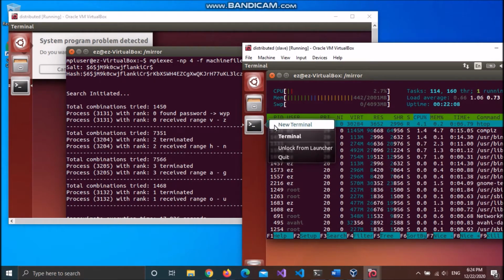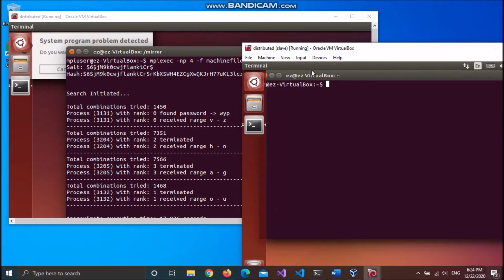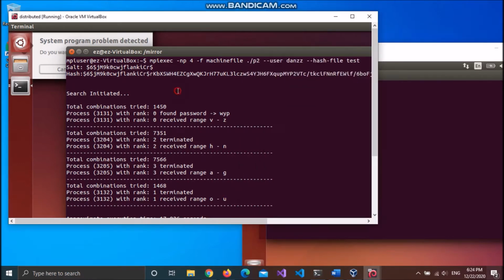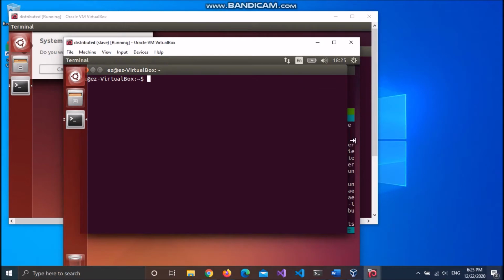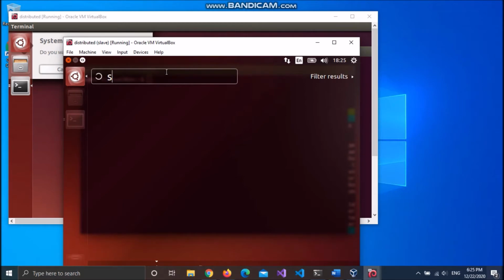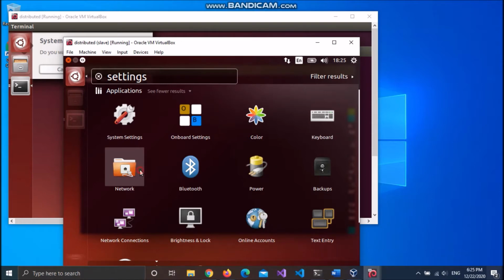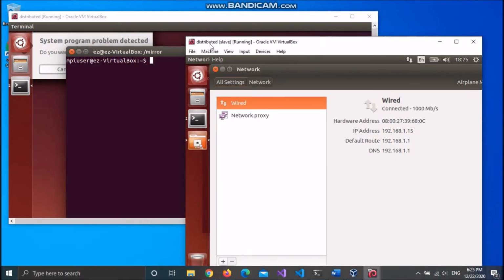Now I will be demonstrating some of the connection parameters first. As we can see, there are two virtual machines running. So if I could clear up, first I'll show the IP address of this one, in settings, network settings. The IP address of this machine, this machine is called distributed slave.